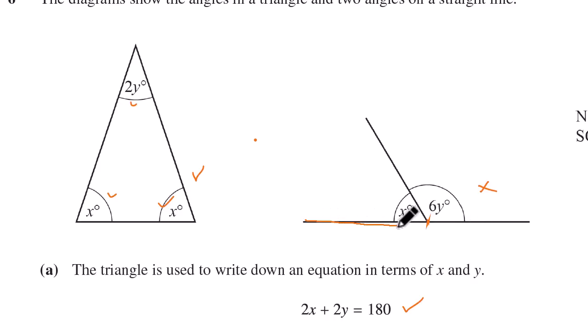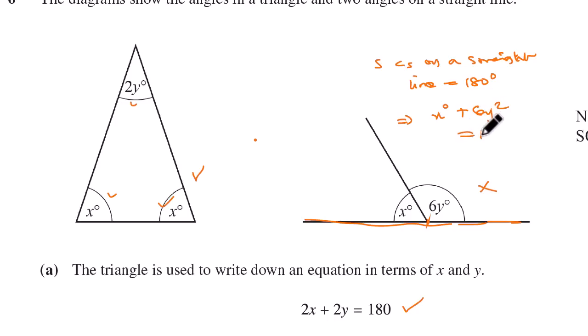I mean, this line here is a straight line. You need to remember that sum of angles on a straight line is equal to 180. So this means that if you add x degrees plus 6y degrees, it must give you 180. And that's what they are looking for. So the equation you are looking for is simply x plus 6y is equal to 180 degrees.